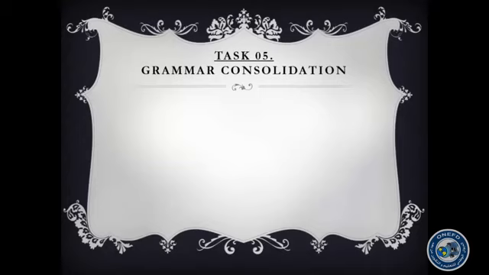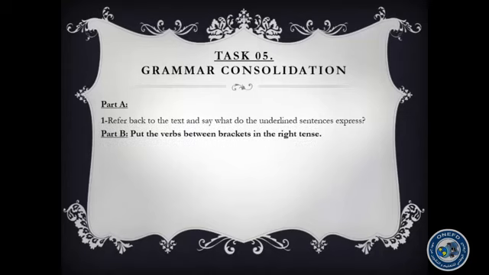So here we are going to revise and consolidate some grammatical points. So the first part, or part A in task 5, is question number 1. Refer back to the text and say what do the underlined sentences express. So feel free to pause the video, go back to the text, and you will find two sentences that are underlined and say what they express. So let's move on to part B.